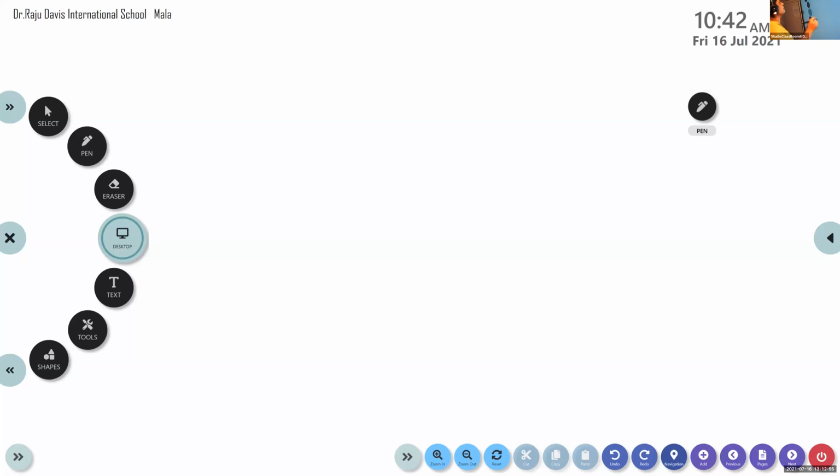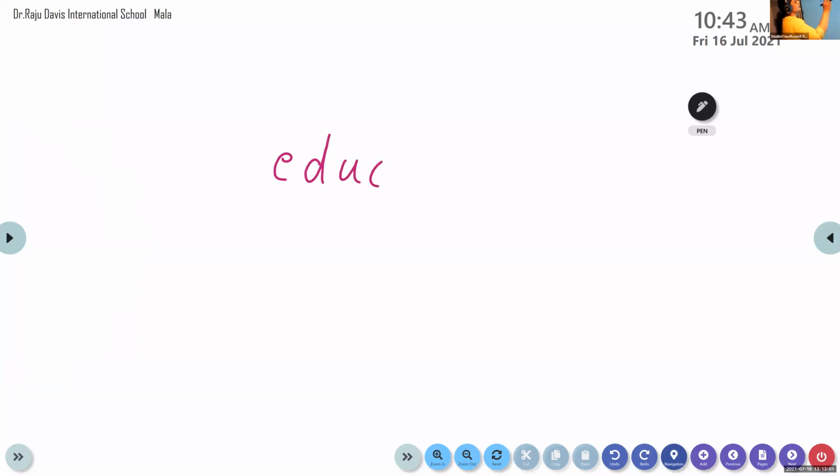Okay, for example, I'm going to write a word on the board. Education, right? Now, based on the vowel sound, this word can be divided into parts. Can anyone tell me how many parts this word can be divided into? 4. Yes, please tell us how to divide. Look at the sound of the vowels and then divide it.